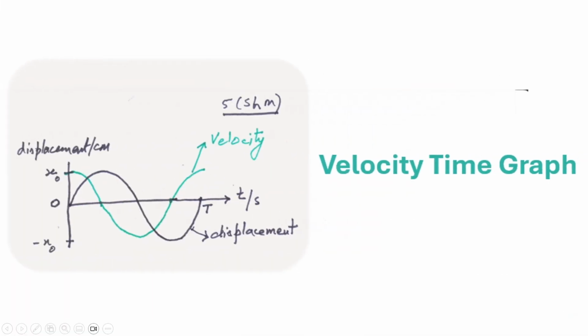Having discussed the displacement time graph in detail, now we can sketch the graph of velocity as well. As you can see, on the displacement time graph, I have drawn the velocity time graph as well, which is in green color. And you can easily understand because we already know that the velocity time graph follows the gradient of the displacement time graph.